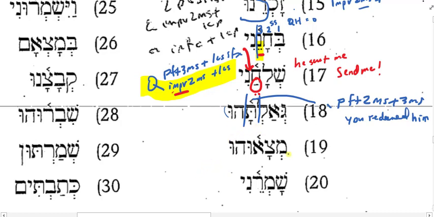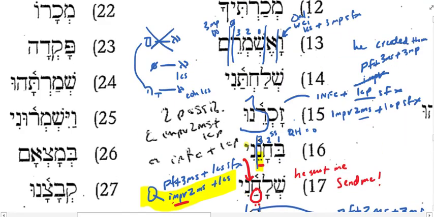All right. What about mutsa'uhu? Yeah, we've got matzah, which is to find. 3CP, perfect. They found who? Him. They found him. They found him. All right. Any final questions?